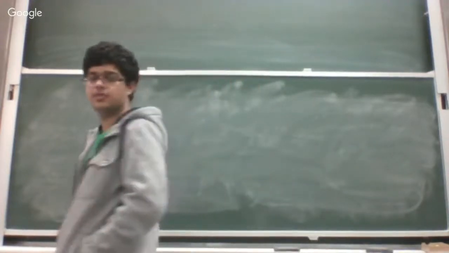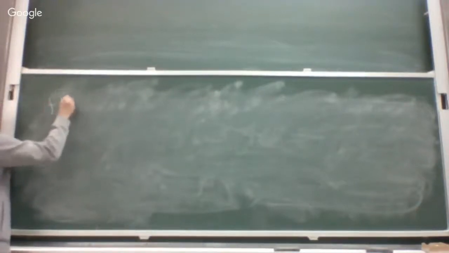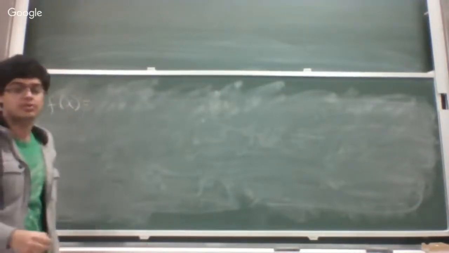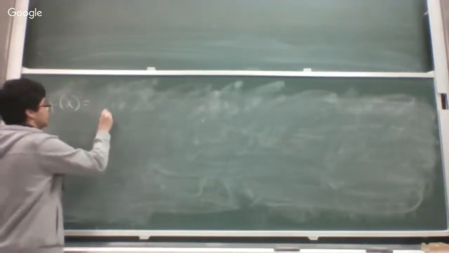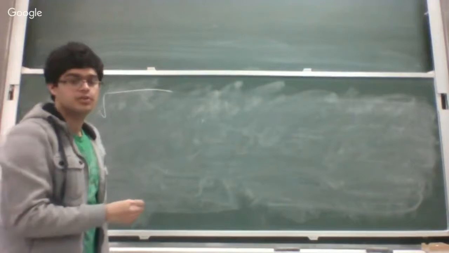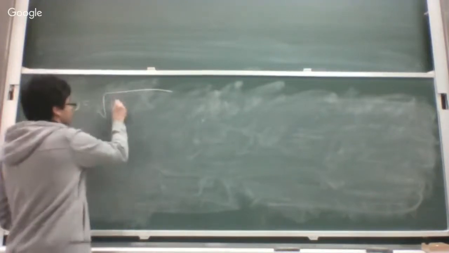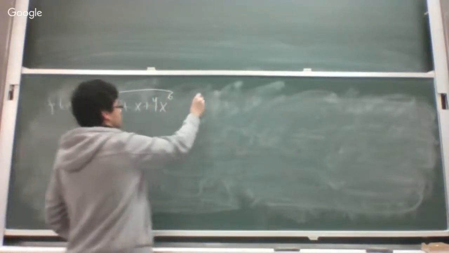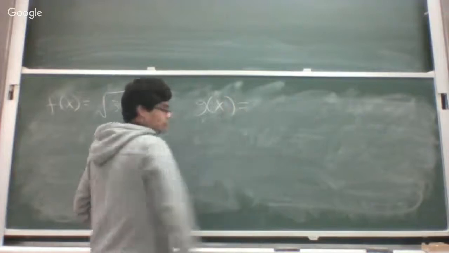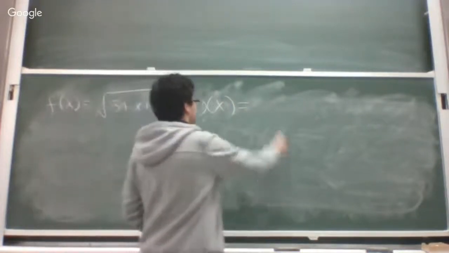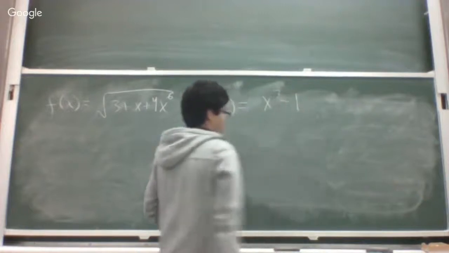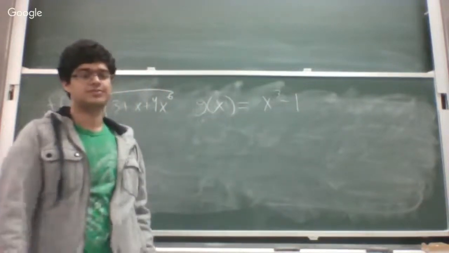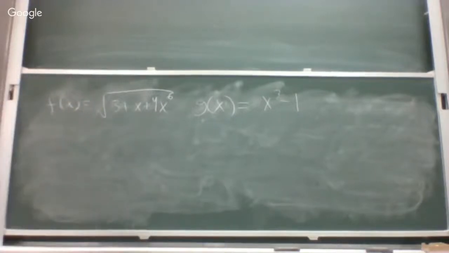So now we have, this one I'm going to tell you, f of x is equal to the square root of 3 plus x plus 4x to the 6, and g of x is equal to x cubed minus 1, and then you guys solve it. It's x to the 6th.